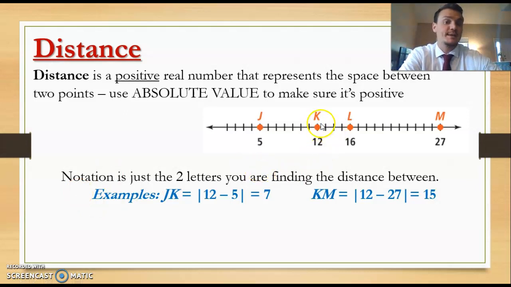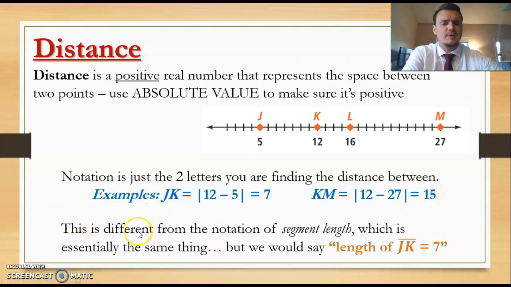Now, if we want to do the same thing for K to M, one way to quickly calculate the distance from K to M is to do 27 minus 12. Absolute value would get you 15. Or you could do 12 minus 27, which would be -15. And then we would just do the absolute value because, again, distance always has to be a positive real number, so it would be +15 here.